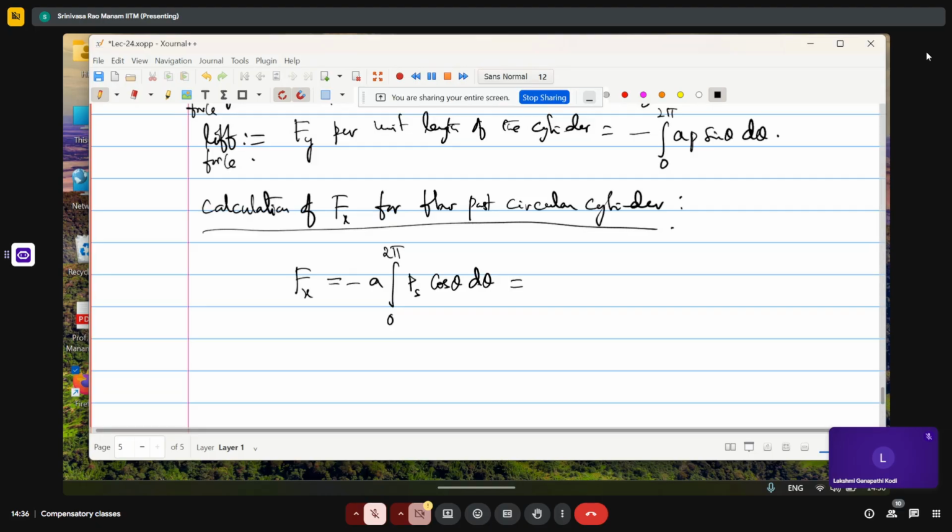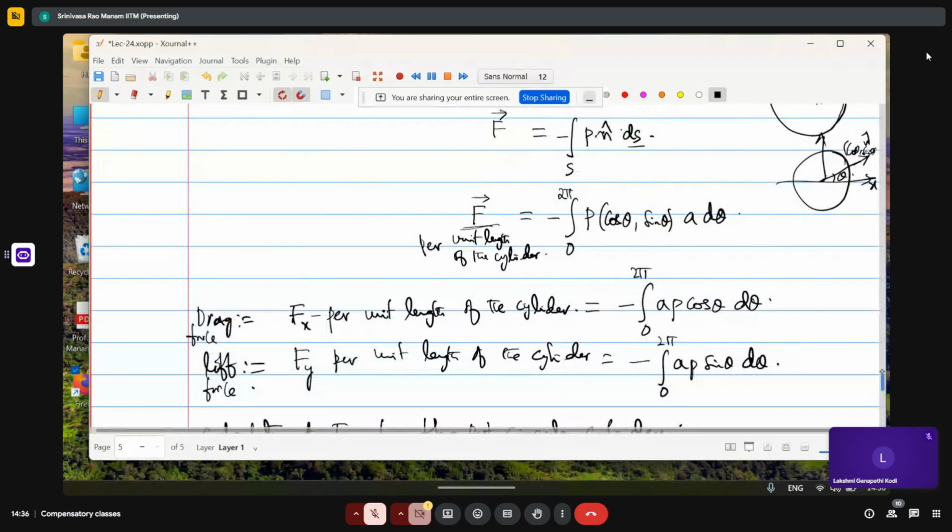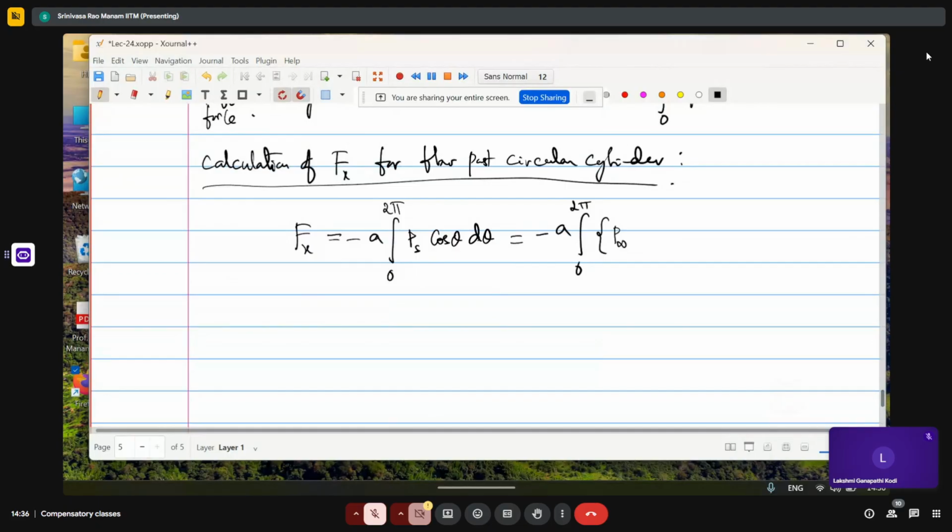You know what PS is, right? Whatever formula you have, I'm just writing directly: minus A integral 0 to 2 pi, and this turns out to be P infinity plus half rho u square, where u is the uniform velocity, that is constant. So this is 1 minus 4 sin square theta, times half rho u square. That is what PS cos theta d theta is.